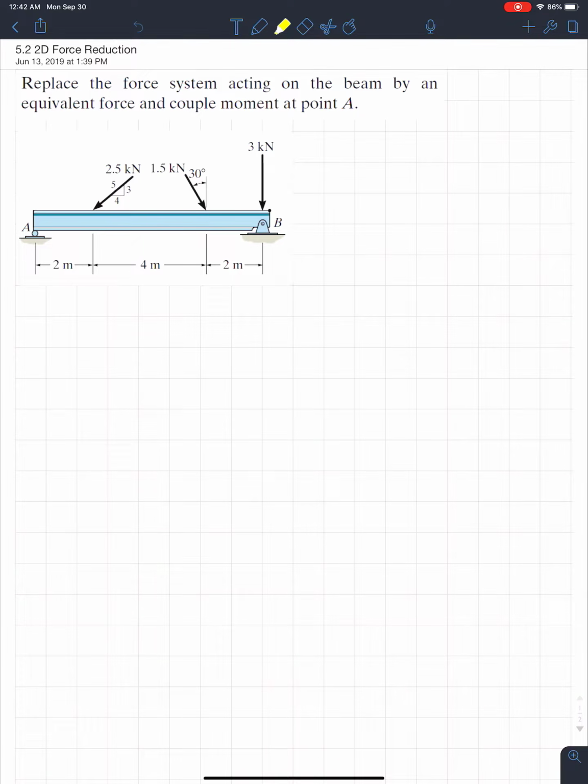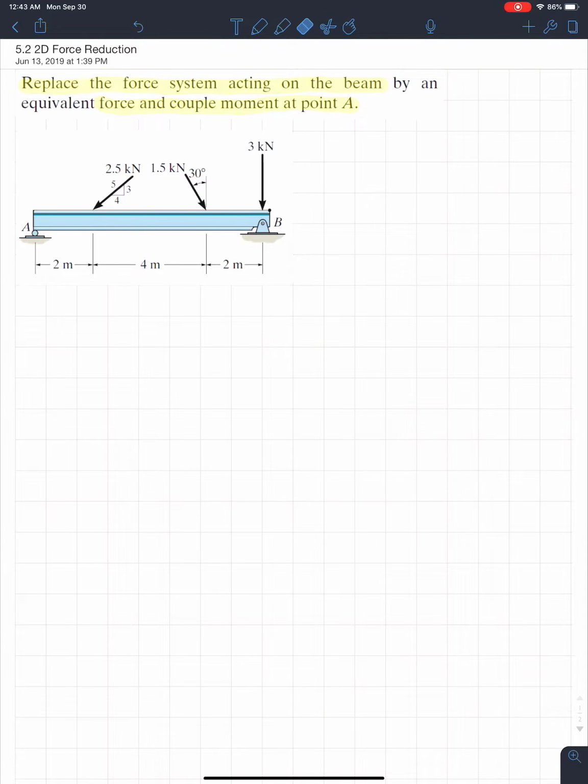All right, so looking at this example, it wants us to replace the force system acting on the beam by an equivalent force and couple moment at point A. What that really means is it wants us to take all those forces in black on this beam and create a single force at point A. So we know it'll be some sort of downward force, but basically we want to convert all those forces into a single force at point A along with a moment at point A. So it wants to take all those forces in black and convert them to the forces in red, just a single force and a single moment.